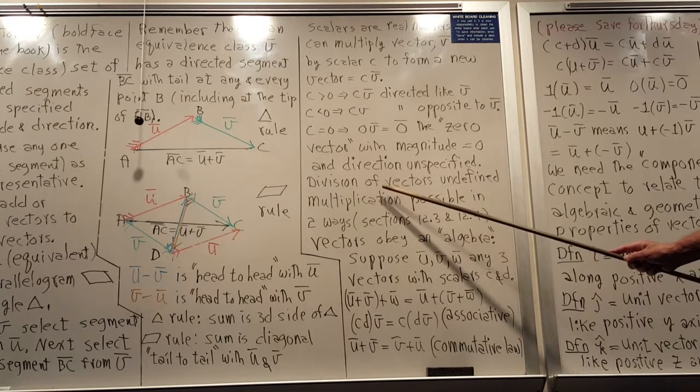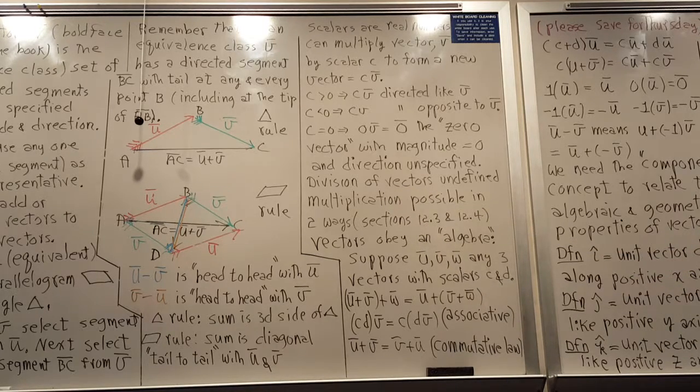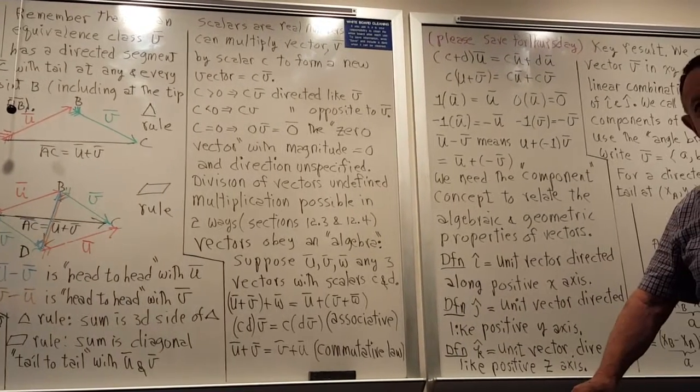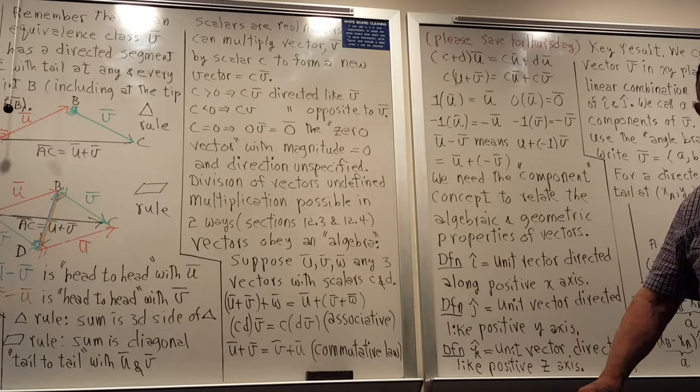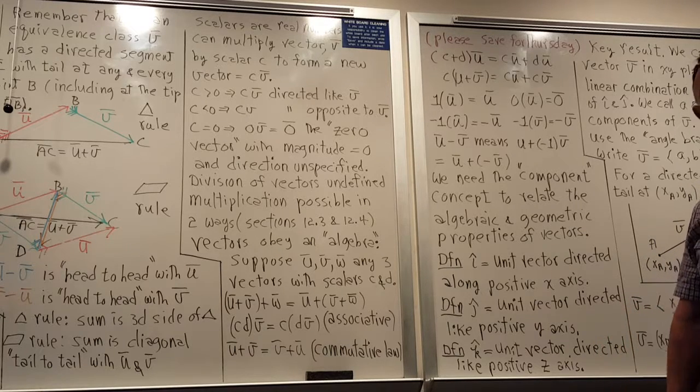You do not define division of vectors. We never do that, in this class or anybody else's. But we do have two senses in which you can multiply vectors. One is called the dot product, which is tomorrow's class, and one is called the cross product, which we'll do a week from today. Those are sections 12.3 and 12.4.